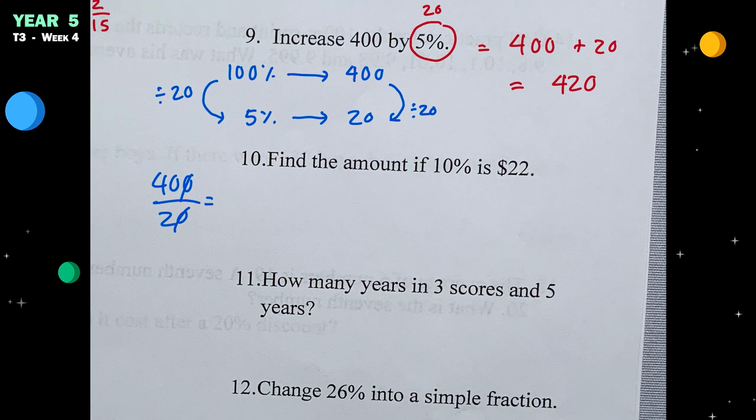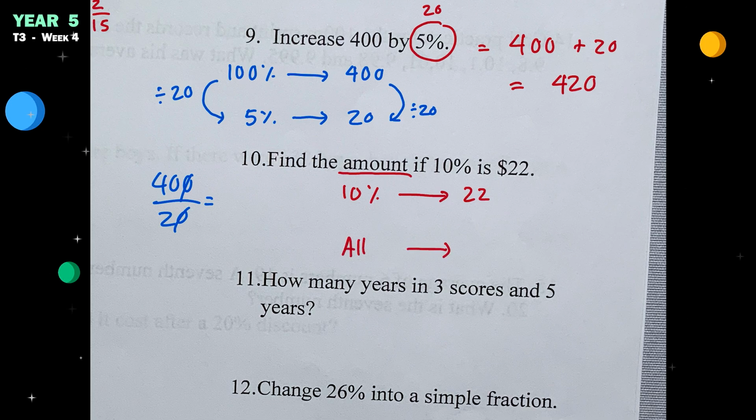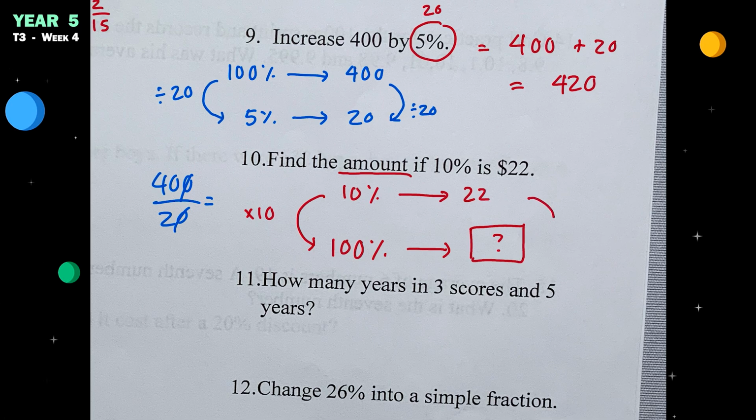Alright. Next one says find the amount if 10% is 22. So 10% is our 22. It's related. It's connected. Now they want you to find the amount, meaning find the whole thing. So they want you to find all. And they have a question mark here. Now another way to say all is 100%. So they want you to find 100%. So from here to here, how do we go from 10 to 100? We times it by 10, which means I must times this by 10 and I'll get 220, and that's the answer there.